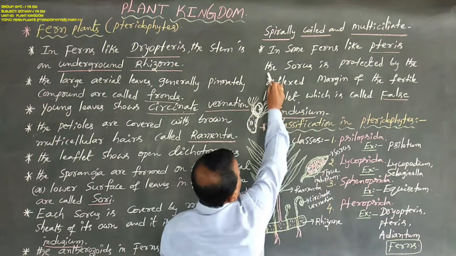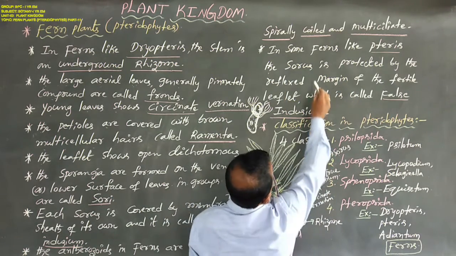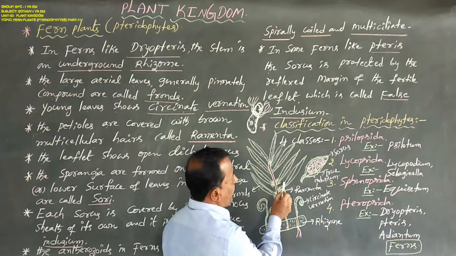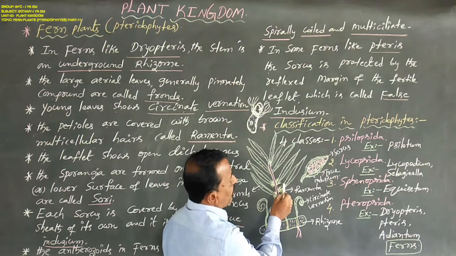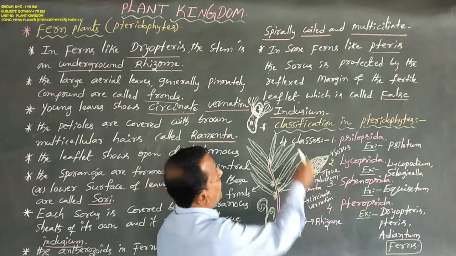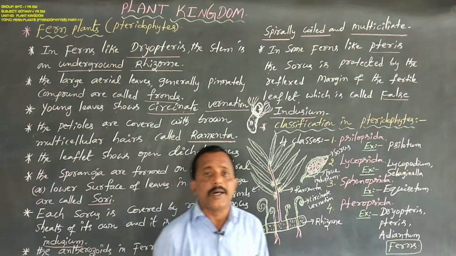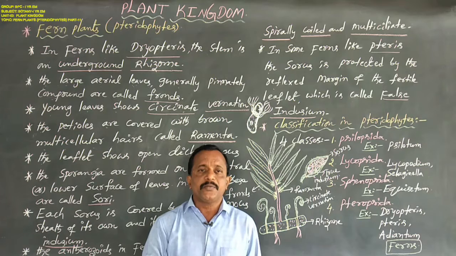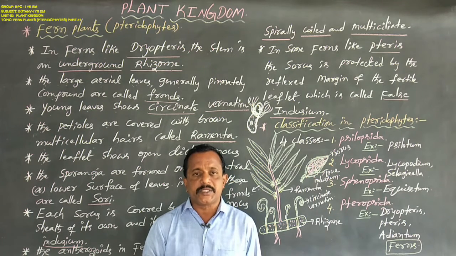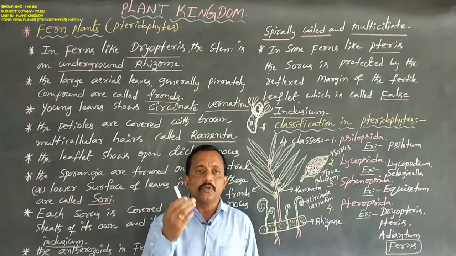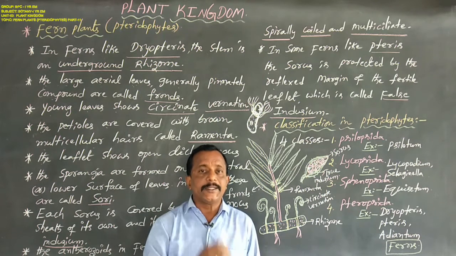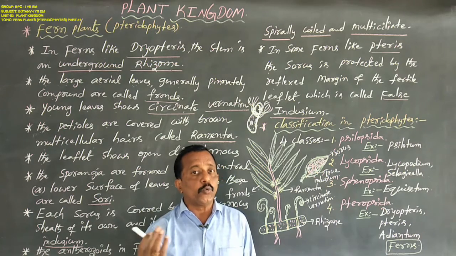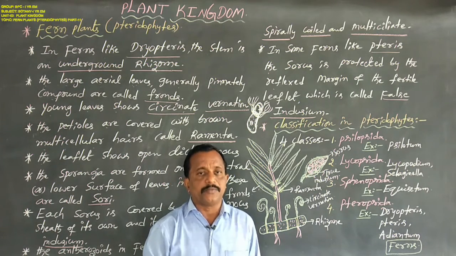The sorus is protected by the reflexed margin of the fertile leaflet, that is called the false indusium. True indusium appears in ferns like Bracteris. False indusium appears in ferns like Pteris. What is the difference between true indusium and false indusium?